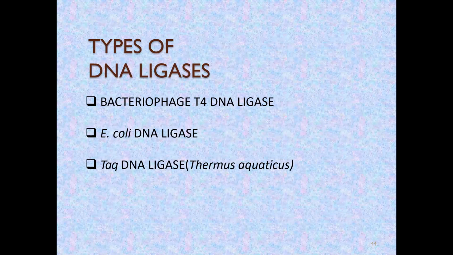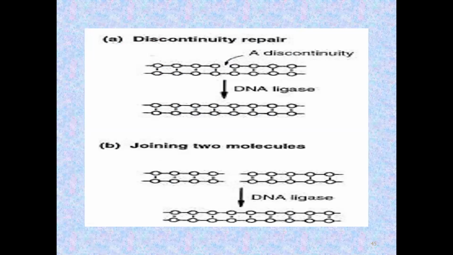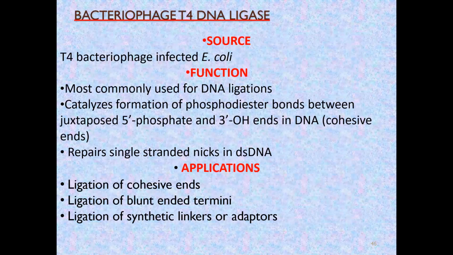There are three categories of DNA ligase: bacteriophage T4 DNA ligase, E. coli DNA ligase, and Thermus aquaticus DNA ligase. The function of DNA ligase is to join the discontinuity of two molecules or two bases, and also to join two different fragments. There are different sources, but their application is the same.